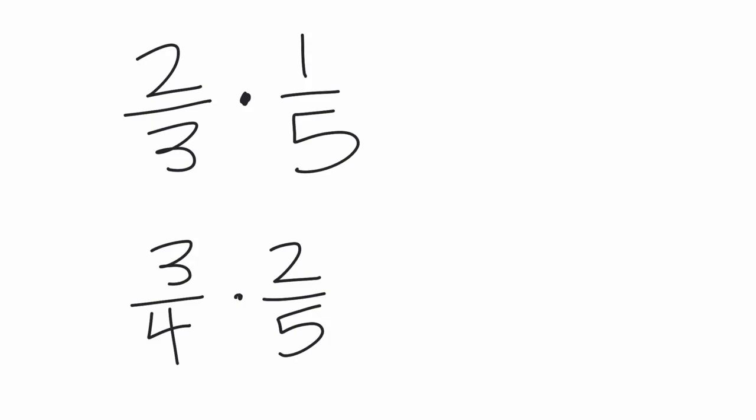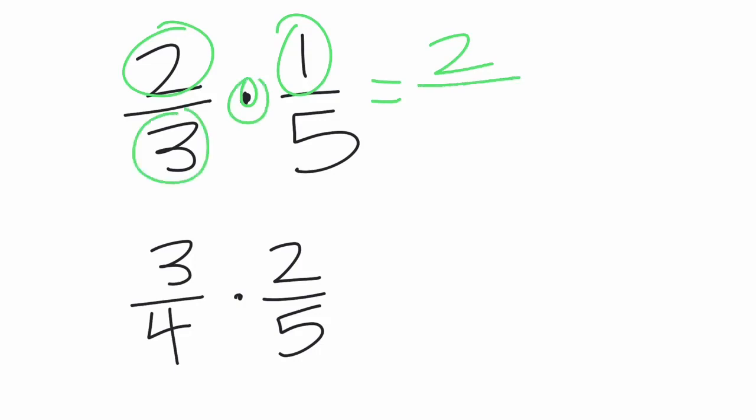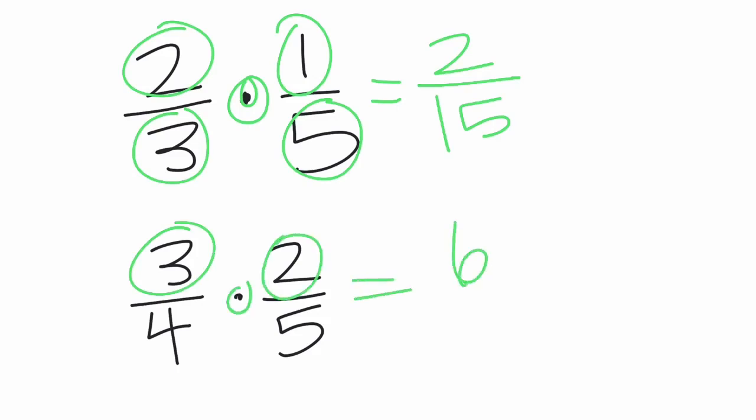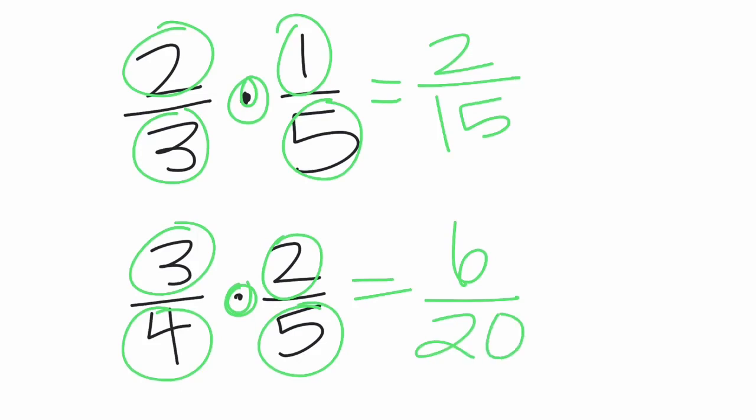So when we look at it in this way, all they're saying is 2 times 1 is 2, and 3 times 5 is 15. Done. 3 times 2 equals 6. 4 times 5 is 20. And now I don't want you to think about simplest form right now because I'm trying to multiply.